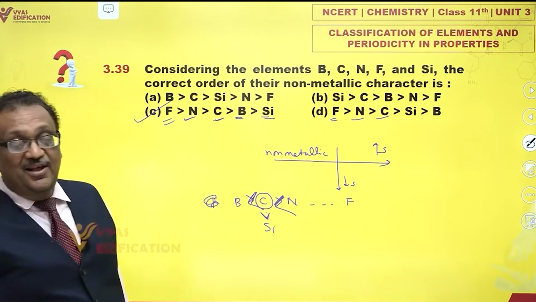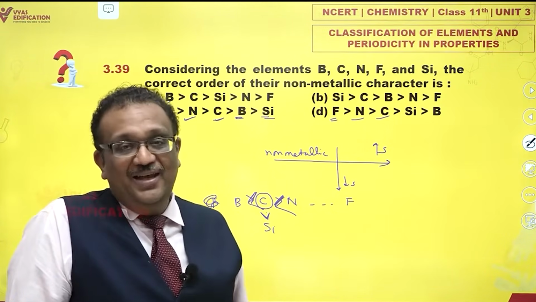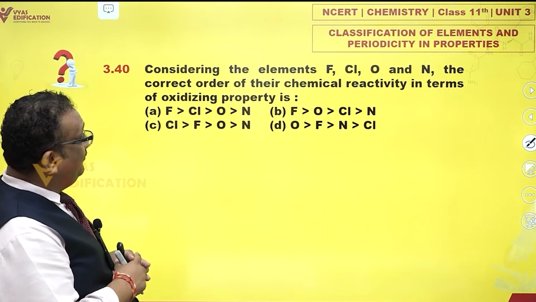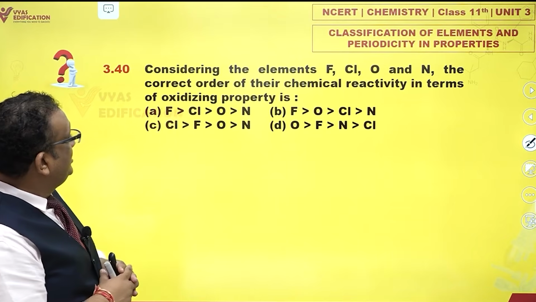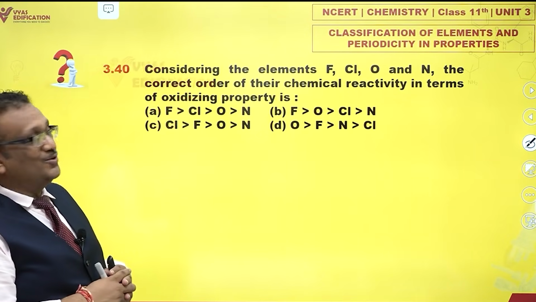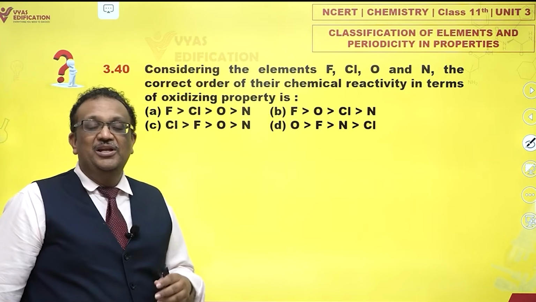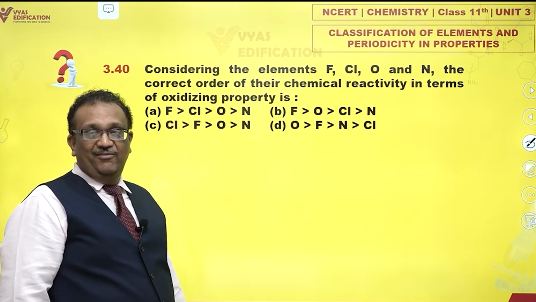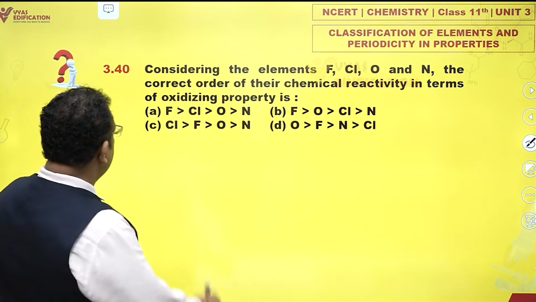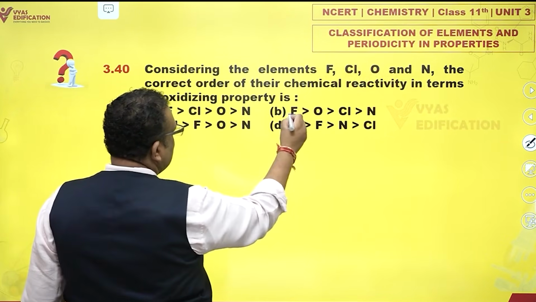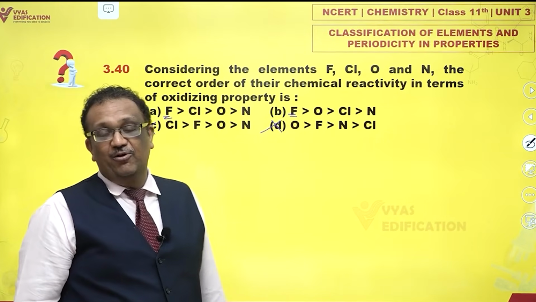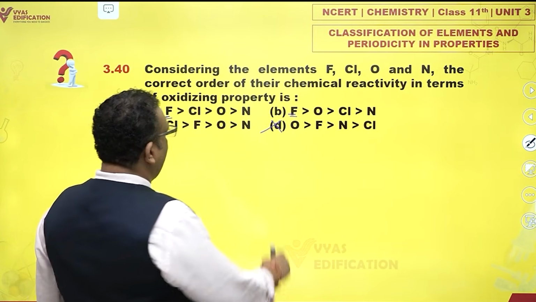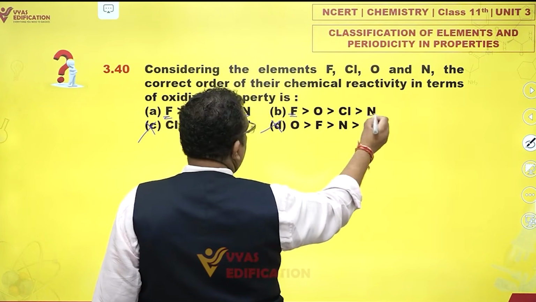So is C the answer? Very much. I hope you can see. C is the answer. Considering F, Cl, O and N, the correct order of chemical reactivity in terms of oxidizing property is, oh my God, fluorine is most amazing when it comes to reactivity. So yes, fluorine happens to be the best. So C and D are instantaneously out. Stupidest is nitrogen. It is least reactive amongst them. So yes, it is also there.